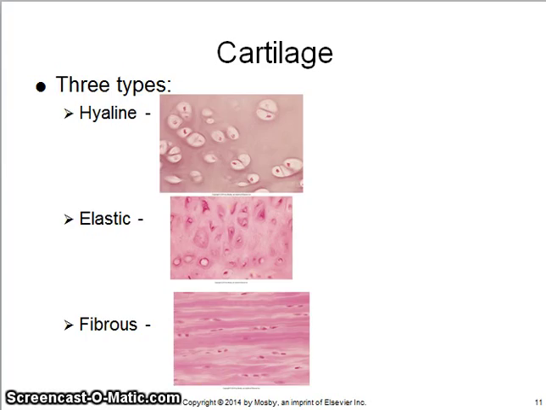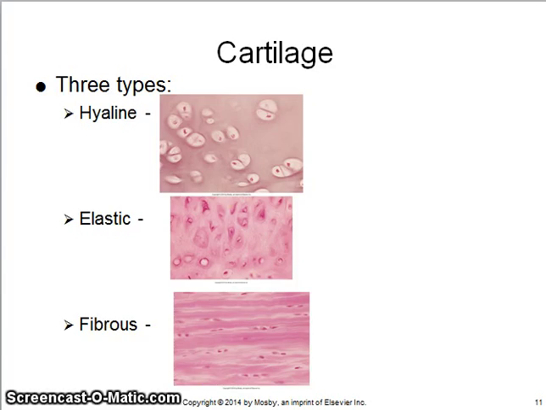Cartilage is also a connective tissue. Cartilage consists of a matrix with cells called chondrocytes embedded in it. The chondrocytes exist in cavities in the matrix called lacunae. Hyaline cartilage is the most common type. It is present in the nose, the tracheal rings, the larynx, etc.